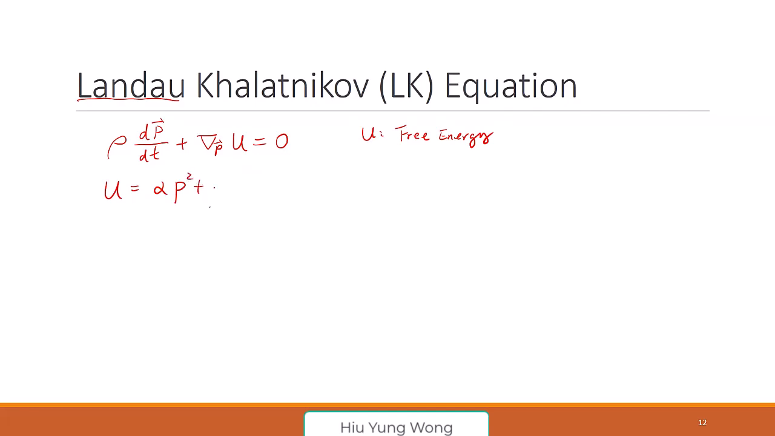Square plus beta P fourth plus gamma P sixth minus E dot P. E is the external electric field, right? So this is just the energy. We did not discuss the energy of a dipole moment in an electric field, and if we discuss, it's just E dot P, right? So that's why you have the energy due to this.